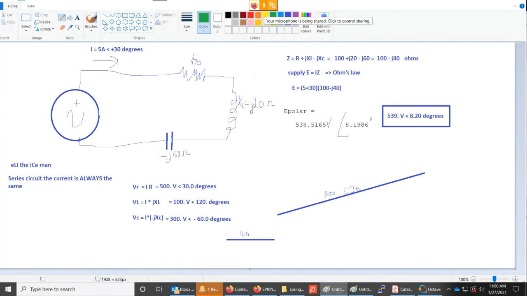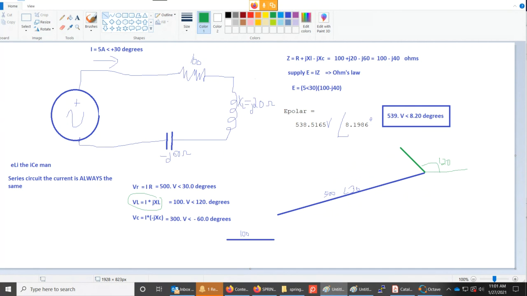Now VL, let me come down here. I'm going to do VL in green. And that is at 120 degrees. So VL, starting at this point, is going this way, 100 at an angle of 120 degrees. So this is 120 degrees measured from here.